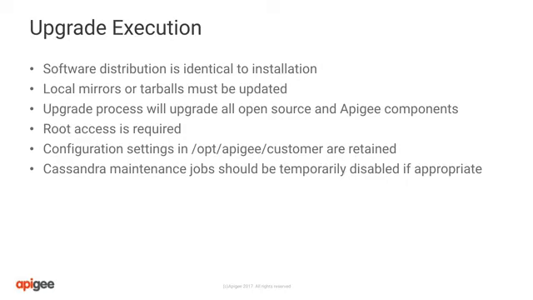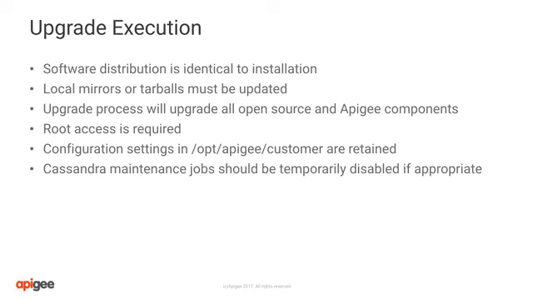Major releases of Apigee software can contain feature additions or deprecations, new versions of open source components, and bug fixes. The upgrade process takes care of upgrading features and components to the latest versions for you. The upgrade must be executed by a user with root access, as RPMs will be upgraded during the process. When an upgrade takes place, any changes made to the /opt/apigee/customer directory are retained as is. This ensures that any local configuration choices you made are not changed.